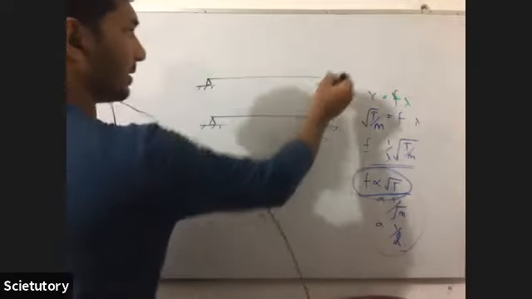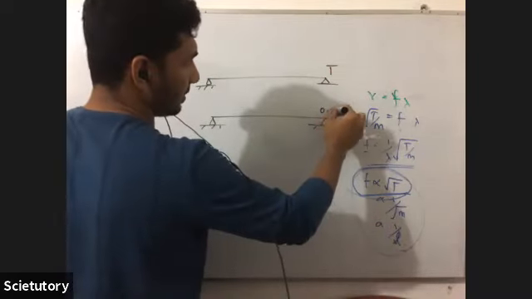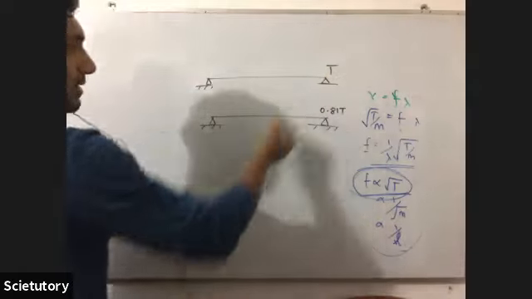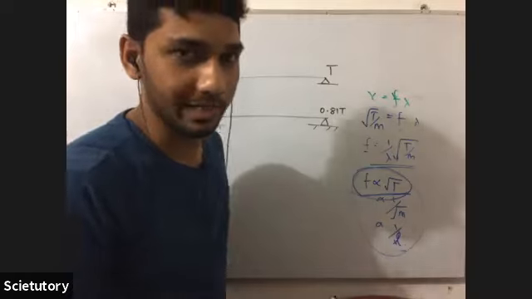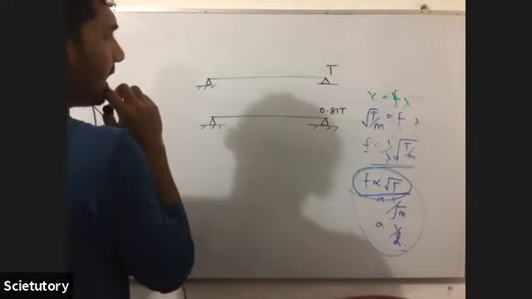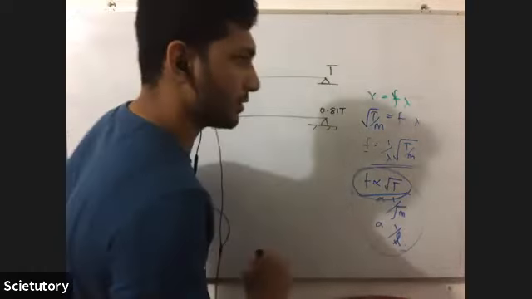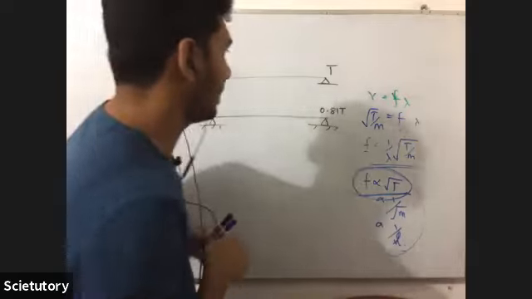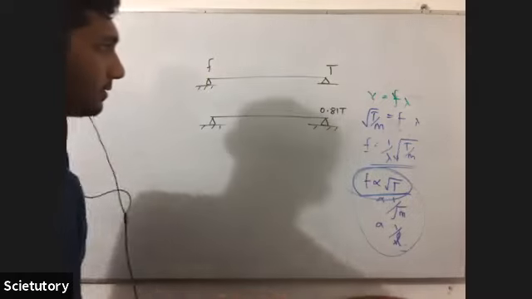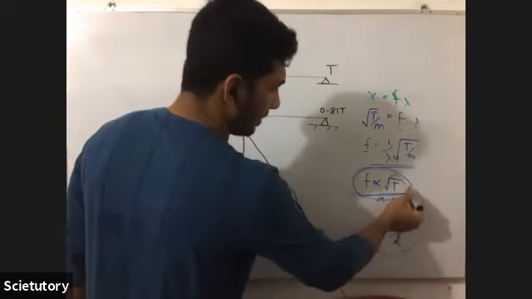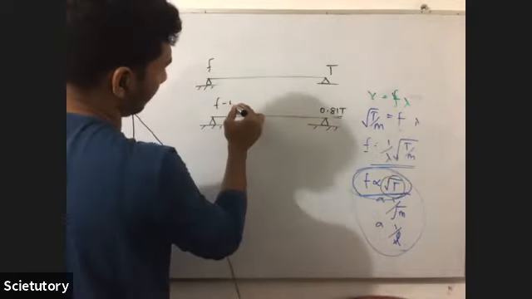So one is T. The other one was also T, but now it is 0.81 T, but the rest remains the same. Now they are hearing a beat of 5 hertz. So let's say that the unchanged one still has the frequency of F. What should the frequency of this string be? We know that it is going to decrease. So the frequency is also reduced. So it should be F minus 5.